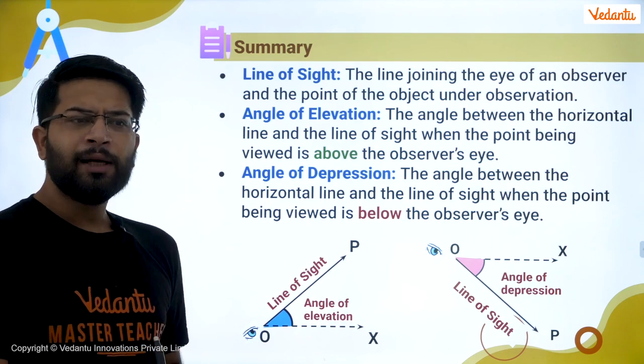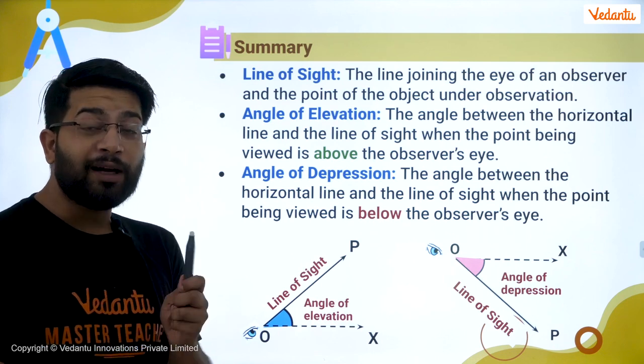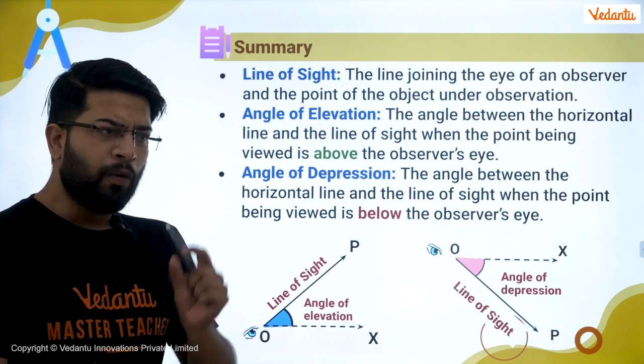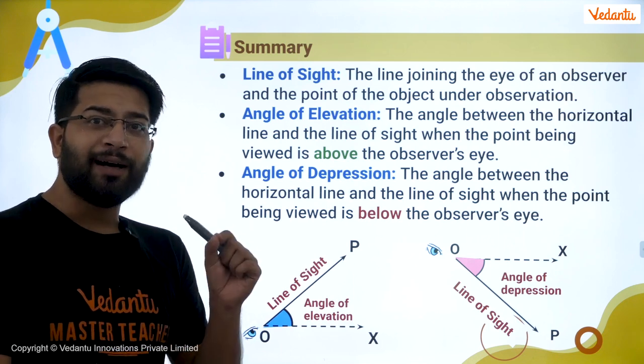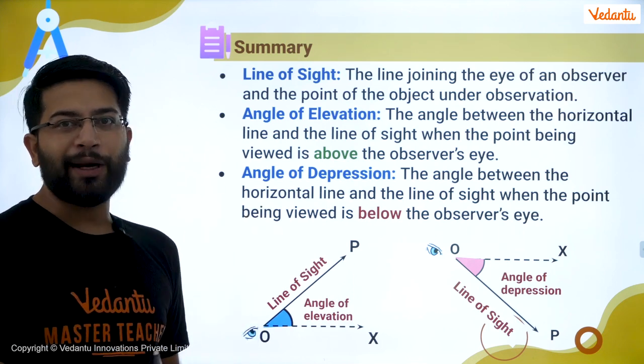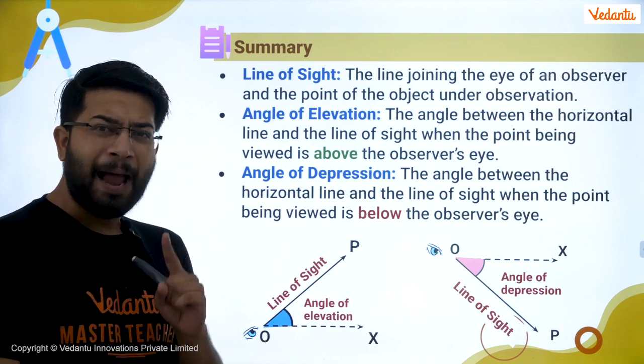Then we have seen, in order to solve the height and distance questions, the figure is the most important part. Once we get the right angle triangle, once we get the figure, we can apply the trigonometric ratio and we can find the desired value also. I hope it is clear.